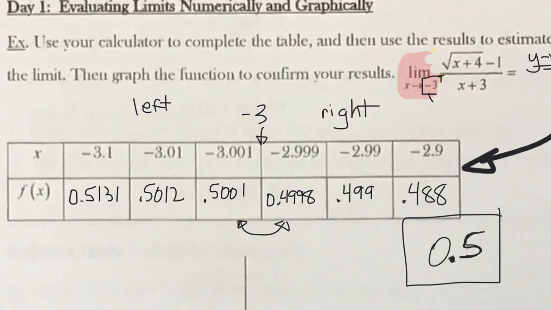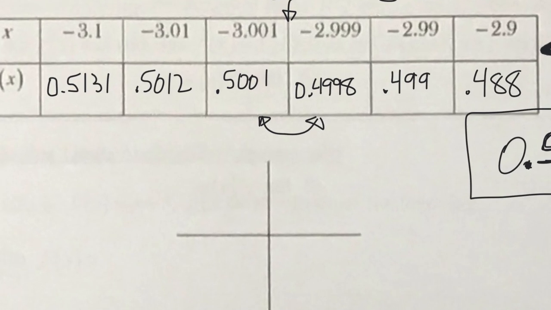That's the y value that the table is approaching from the left of negative 3 and from the right of negative 3. Okay, it won't always be that way. It might go to different numbers, in which case you don't have a limit. If the left side and the right side are both going towards the same number as x approaches negative 3, then that's the limit.